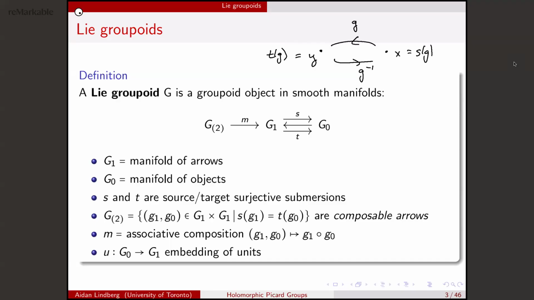Then the additional piece of data you need in a category is the multiplication, which takes a pair of composable arrows. So this G2, these are just the pairs of arrows which you can compose in the category, and it sends them to their composition. So G and H will be mapped via M to G composed with H. And then the last thing we need is this embedding of the units via the identity arrow.